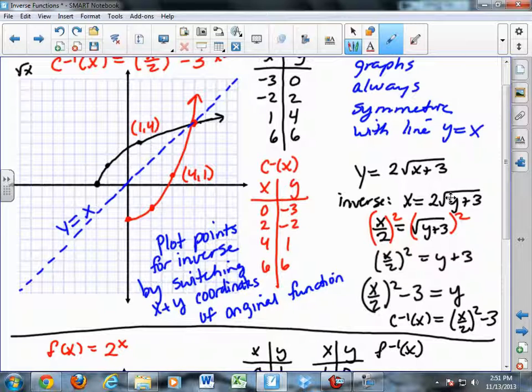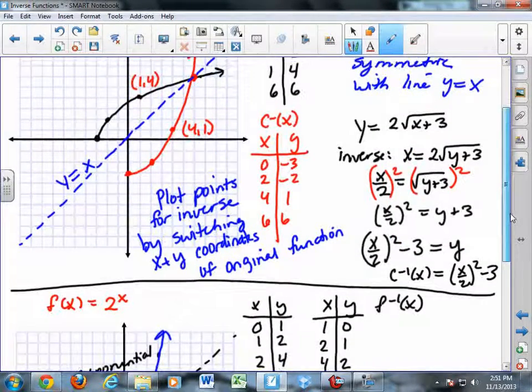Now I want you to notice the steps we took. First we divide by 2, then we square both sides, then we subtract 3. Exactly the same things we did when we thought about doing the opposite operations in the opposite order. Finally, at the end, rather than using y, I'll substitute my inverse function notation, f to the -1 of x, or f inverse of x, is equal to (x over 2) squared minus 3.